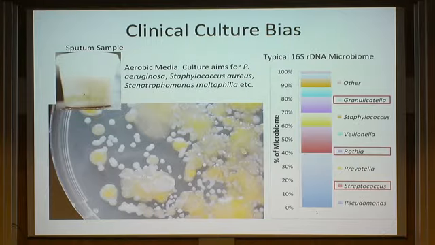Another example is Rothia, an emerging pathogen, they say, in CF, that contributes sometimes upwards of 80% of the microbiome reads in our patients. This bacterium is easily outcompeted on agar plates and doesn't grow very well.